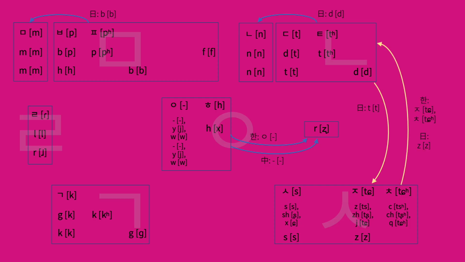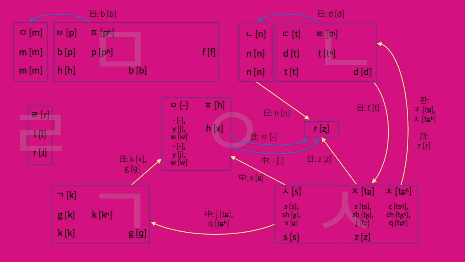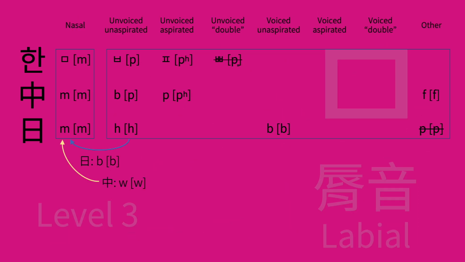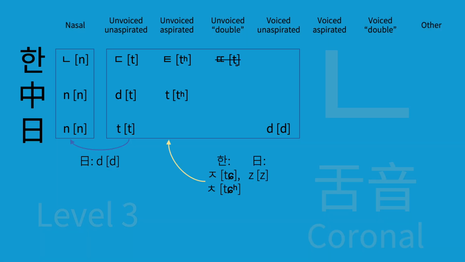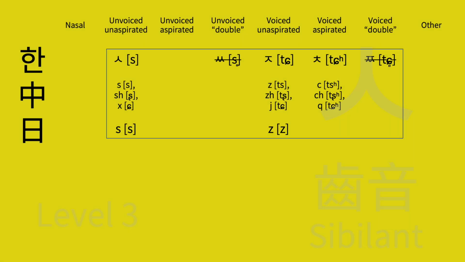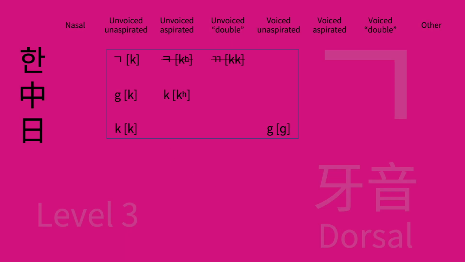Finally, level 3 of our system is when consonants are shared across groups, designated by yellow arrows. While the chart looks quite messy, it is actually relatively straightforward when you look at it group by group. Consider the first group of labial consonants. Just know that the nasal subgroup also includes the Mandarin W. For the second group of coronal consonants, the non-nasal subgroup includes the Korean J and Ch, and the Japanese Z. The third group of sibling consonants include the Japanese T. The fourth line of dorsal consonants include the Mandarin Ji and Qi.